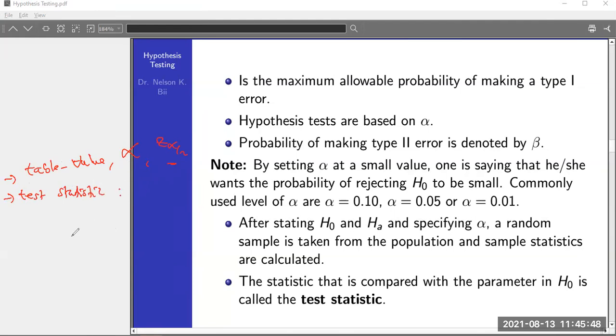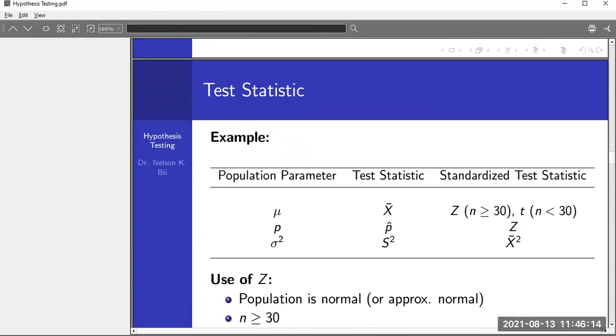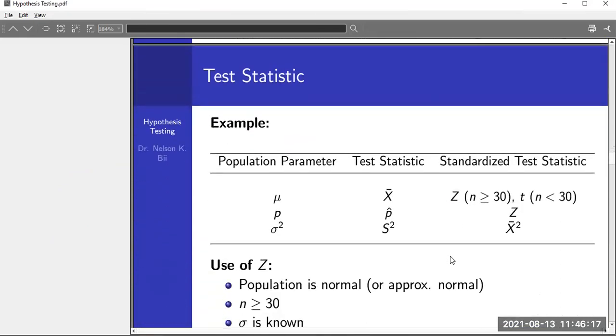If it's the mean X bar, then you can compute the mean X bar, then compare this value with the table value obtained, on the basis of which you will decide whether to reject the null hypothesis or to accept the null hypothesis. So we shall follow those procedures step by step until we know how to test the hypothesis. So this is just an example of what we mean by the test statistic.